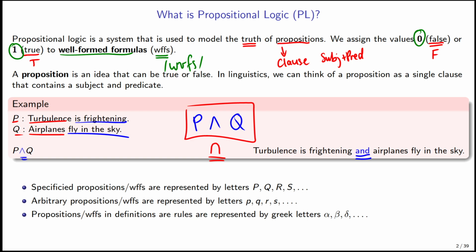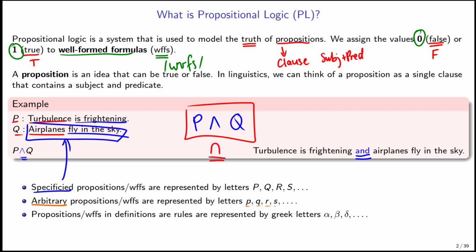So there are some conventions for which types of letters we use. Capital letters are used when we have a specified proposition, so when you have a sentence, you would use a capital letter to represent that. When you just have arbitrary propositions, then we use lowercase letters, P, Q, R, S, and so on. When we say arbitrary, this just means it doesn't have a sentence associated with it. It's used to demonstrate the structure or to demonstrate truth without having meaning. That might not make sense right now, but we'll see how that can happen.